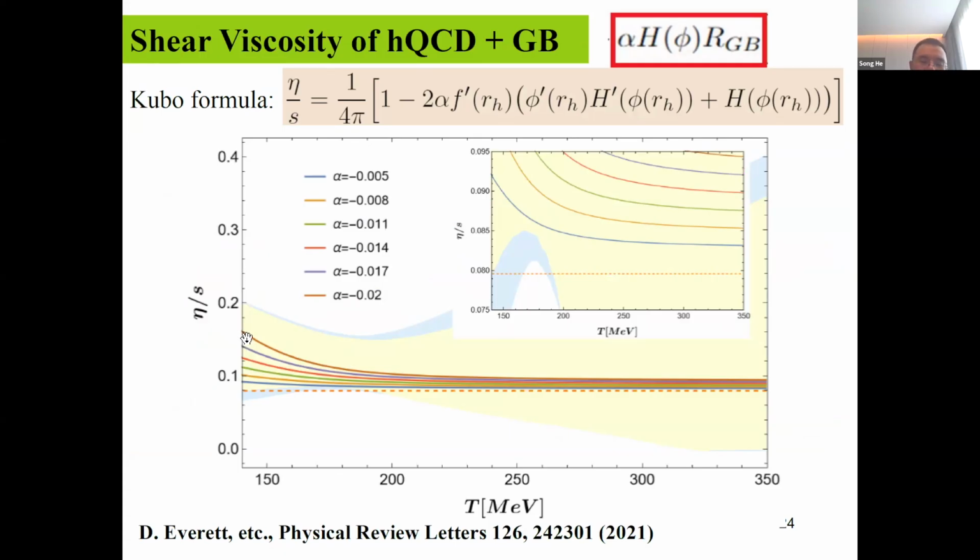They have 90% credibility intervals to plot this Bayesian analysis associated with eta over S, and the yellow band is associated with eta over S. We use the data and find this non-trivial, non-monotonic behavior. Once you go to higher temperature, it goes down and up. So in that sense, this model captures the shear viscosity.